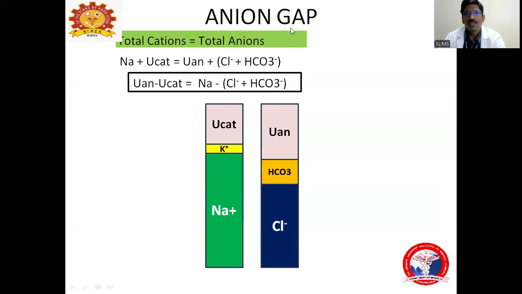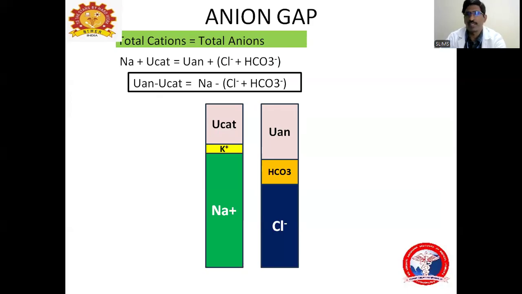Anion gap. Now coming to the anion gap. Normally there is electrical neutrality, that is, total cations is equal to total anions. So what we measure: sodium is the measured cation, commonly measured. All others are unmeasured. We are ignoring potassium now.